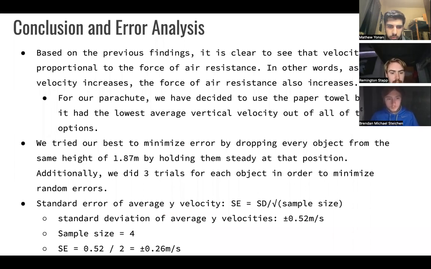And to find our standard error of the average velocity, we did standard deviation divided by the square root of sample size. We found the standard deviation to be 0.52 meters per second, while the sample size was 4. So we divided the two and found a standard error of 0.26 meters per second.